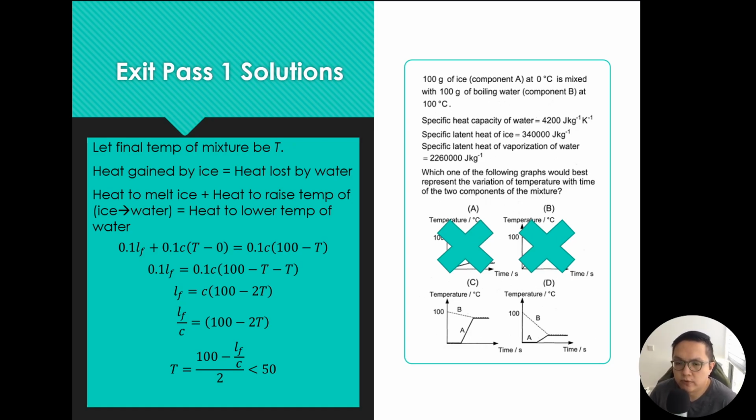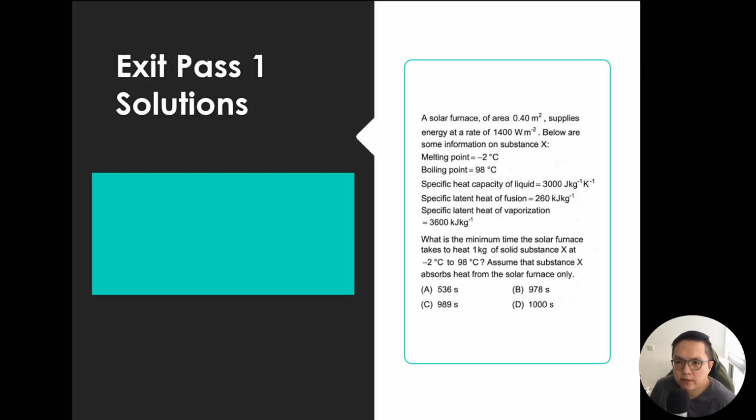Okay, let's move on. Next we have a solar furnace of area 0.40 square meters, which supplies energy at the rate of 1400 watts per square meter. This one, if you remember, you have learned under waves, intensity. Below is some information on substance X. It melts at -2 and boils at 98 degrees Celsius. The specific heat capacity of the liquid state is 3000 joules per kg per Kelvin. You are given fusion and vaporization latent heat as well.